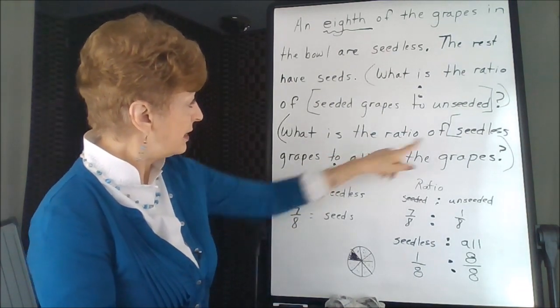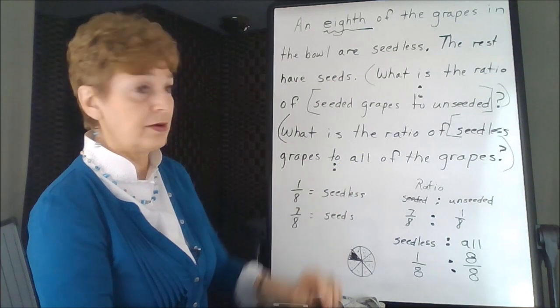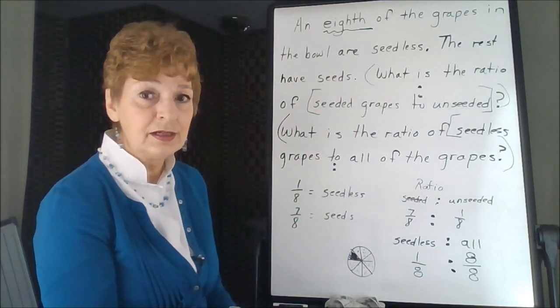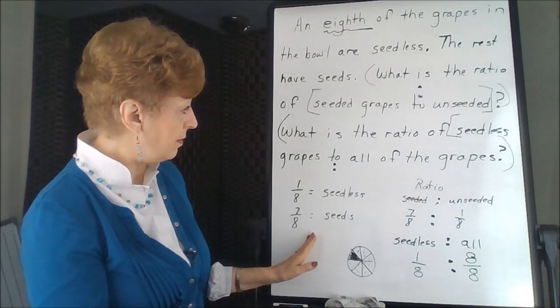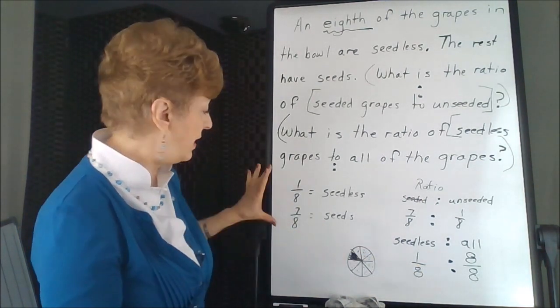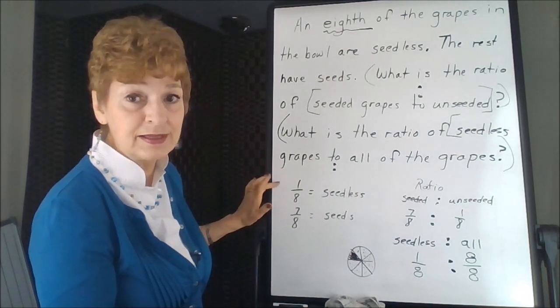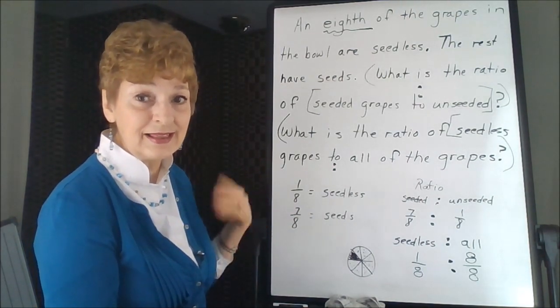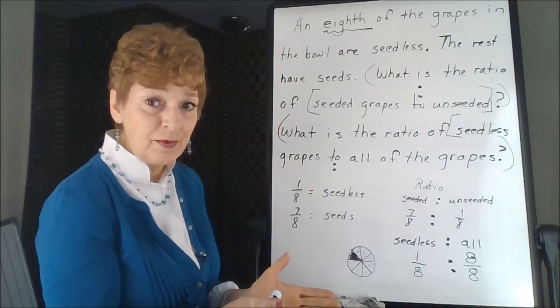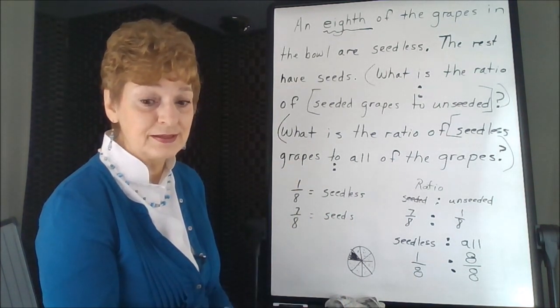And here it is, seedless grapes to all of the grapes. And that one we had to do a little side calculation in order to understand that the whole would be the combination of the ones who had seeds and the ones that didn't. So that's a comprehension and understanding of what made up the whole of the grapes, the whole bowl.